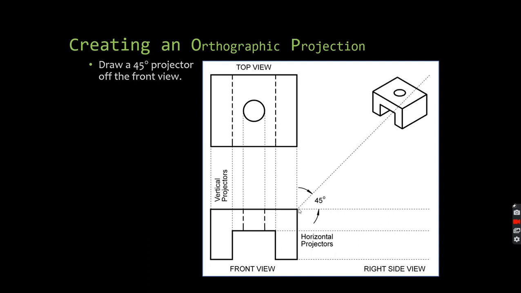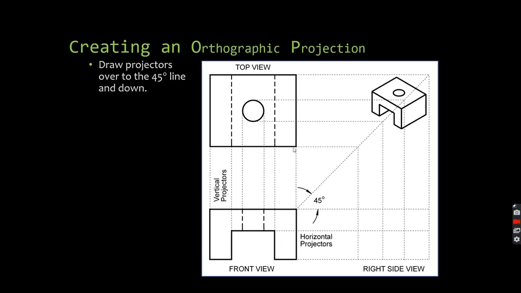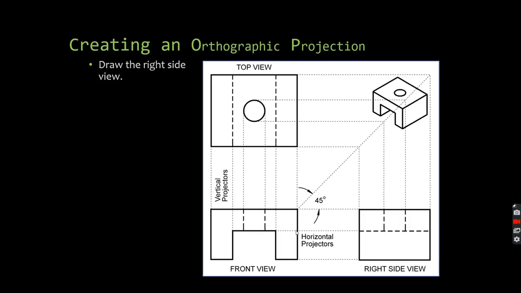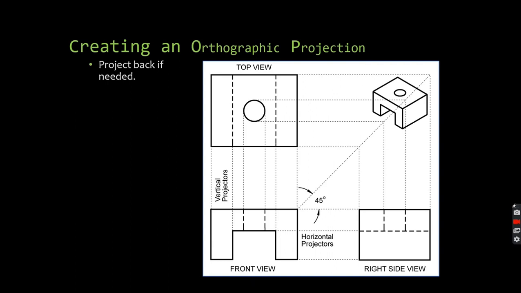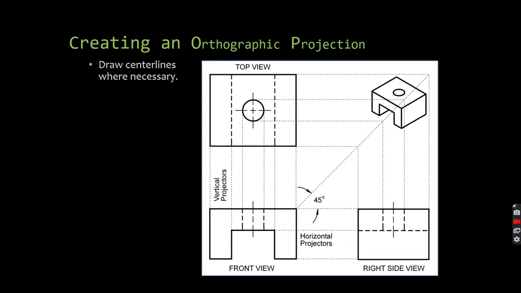Okay, we then draw a 45-degree angle from where this line and this line meet. Then we can project these lines, everything from this top view, until it hits that 45-degree line, and then it comes down. We draw our projectors over from the front view. Then we connect all the dots here to have our right-hand side view. So there they are. Draw any center lines that we need to draw.